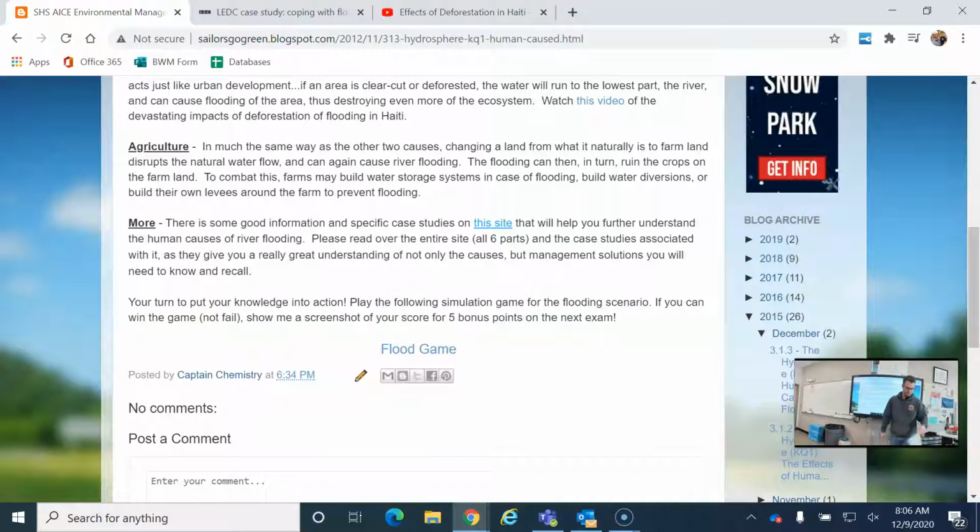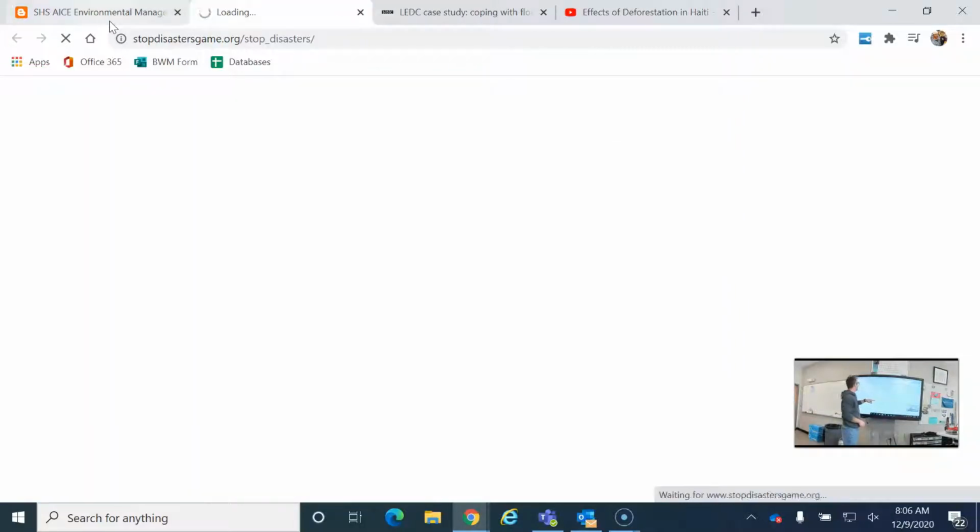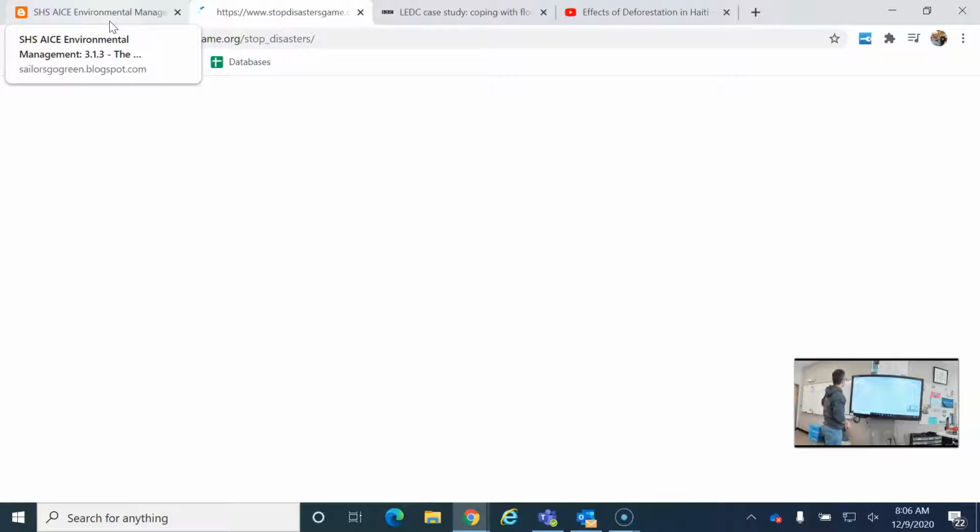It's a pretty cool simulation game where you actually go and do different things. I don't know if you guys ever played like SimCity. Probably too old talking about SimCity. It's an old game from when I was a kid. But it's kind of like that. It's all online, super cool.